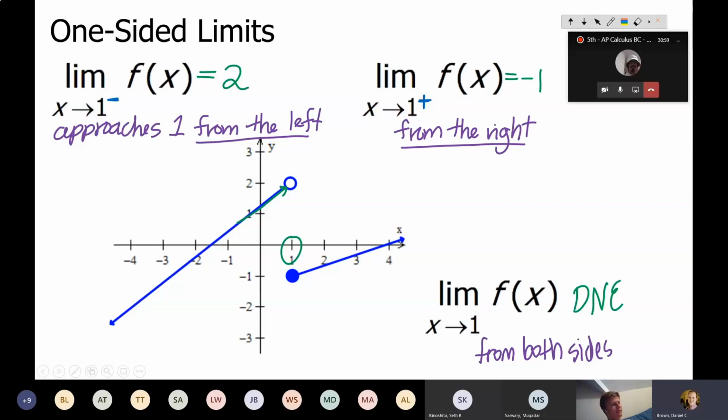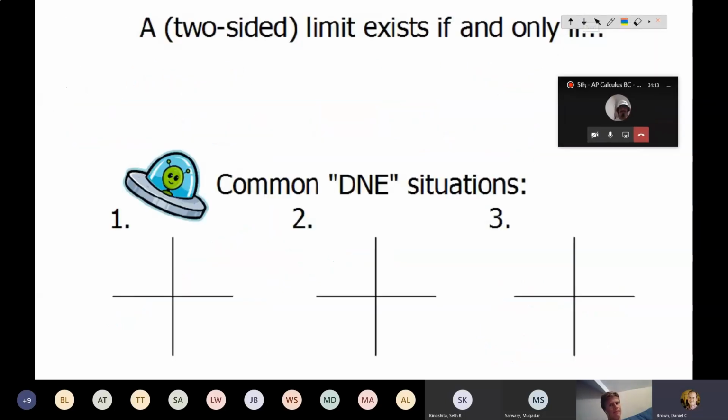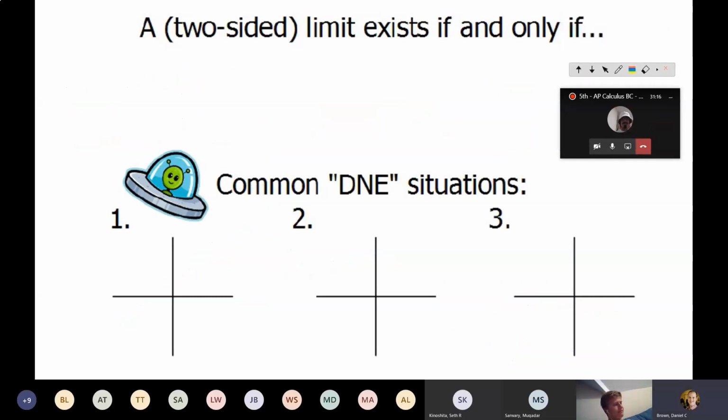So that's going to bring us to the last definition we're going to look at today before I show you a bunch of examples. We have limits approaching a number, infinite limits approaching infinity, one-sided limits, and then we have this concept: a two-sided limit exists if and only if. Two-sided is going to be one where we don't have the plus or the minus. And a limit is only going to exist if the limit as x approaches c from the left of f of x is equal to the limit as x approaches c from the right of f of x.